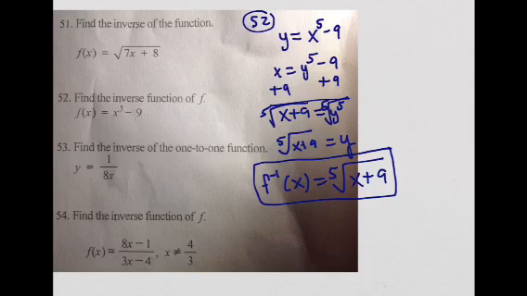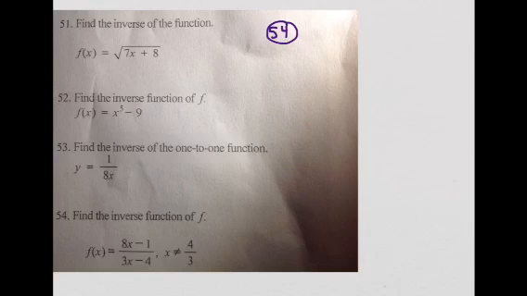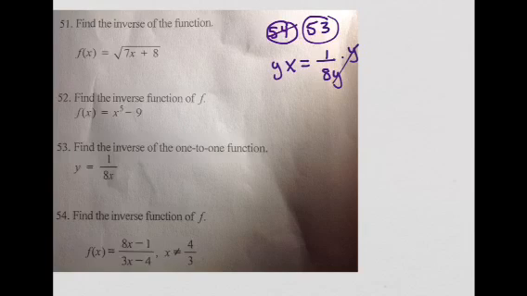Okay, that's it. Number 53, sorry, I read 54. Number 53 is you already have the y, so just switch the x and the y. And solve for y. So what I'm going to do is multiply both sides by y. So that cancels it here.